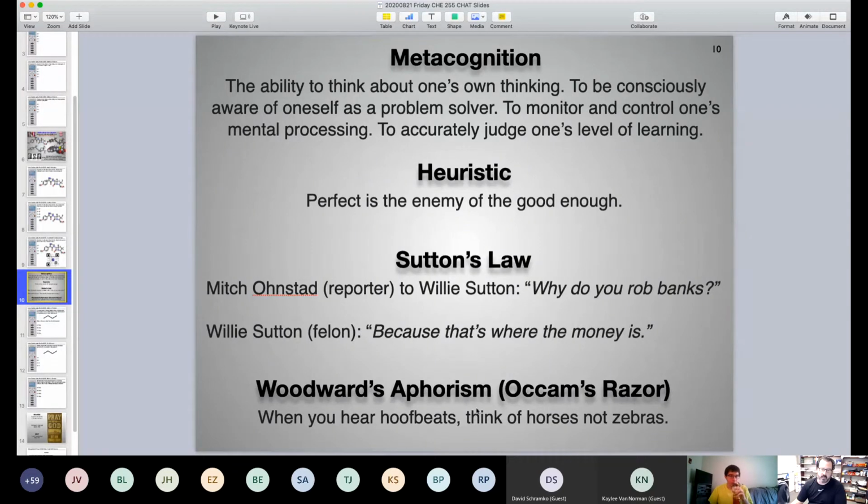Woodward's aphorism is, they teach this to med school students in their first year. When you hear hoofbeats, think of horses, not zebras. And again, what does that mean? You might think I'm crazy about talking about this stuff. That sort of gets to what's going on up here. Think of the simplest explanation possible. Don't make stuff up. That's again, if you're on the Longleaf Trace and you're walking, clear your mind and find clarity.